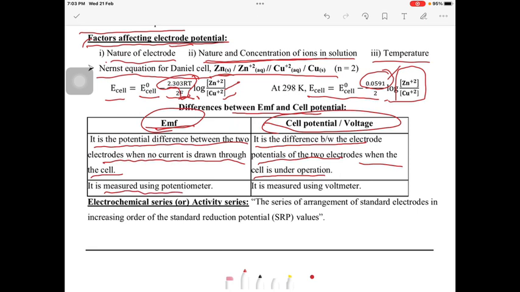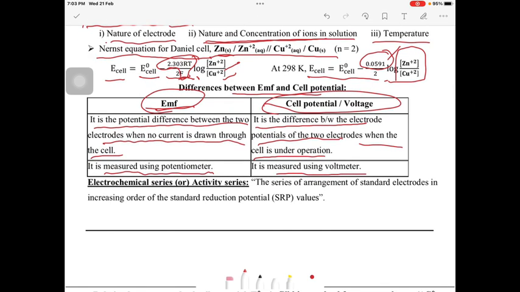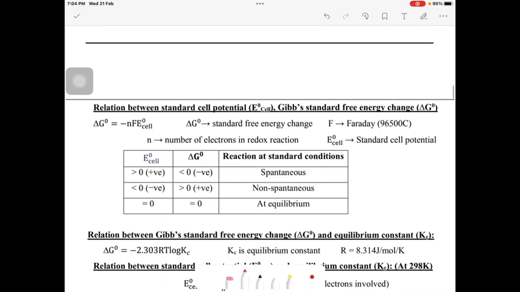EMF is measured using a potentiometer. Cell potential is measured using a voltmeter. Electrochemical series, also called active series. We will call it the active series. It is the arrangement of standard electrodes in increasing order of standard reduction potential values.